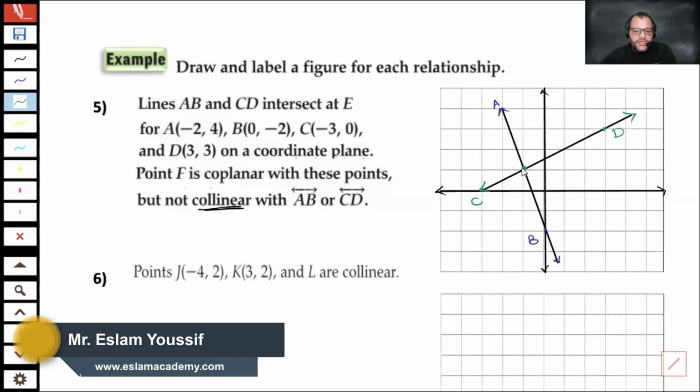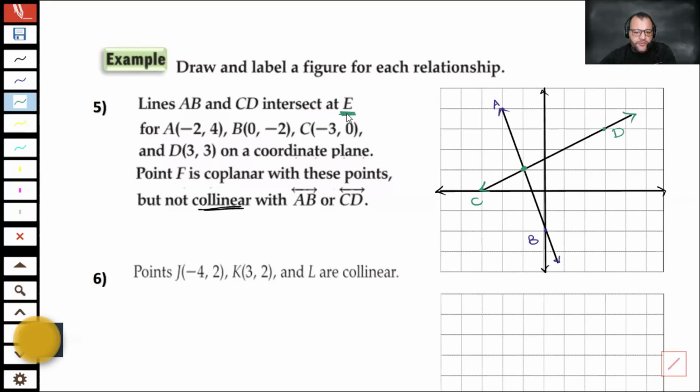The two lines intersect at one point. They said that the point of intersection is E. Now we draw the line AB and the line CD intersecting at one point. This point is E. Now we need to draw a point F that lies on the same plane, but does not lie on the same line with AB and CD. So you can write the point F at any place. You can choose this point for the point F.